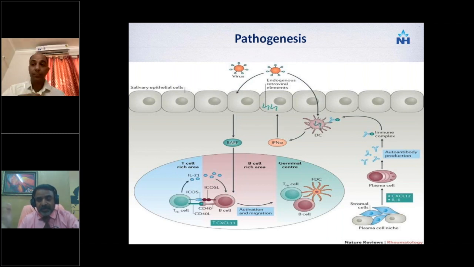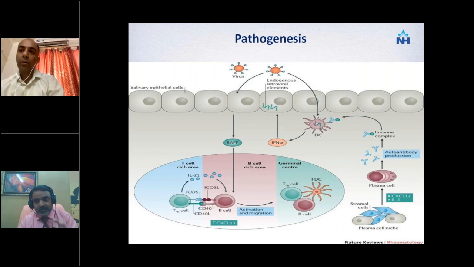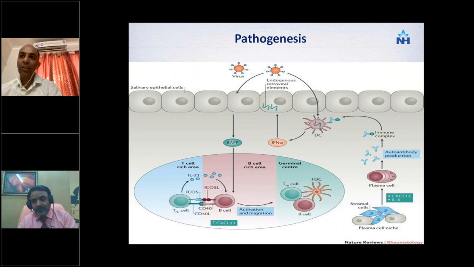and immune complex deposition. So the therapeutic implication is that if we target these B cells, B cell depletion therapy is very important for refractory cases of primary Sjogren syndrome. So this is the main importance of understanding the pathogenesis of primary Sjogren syndrome, if we target these B cells.